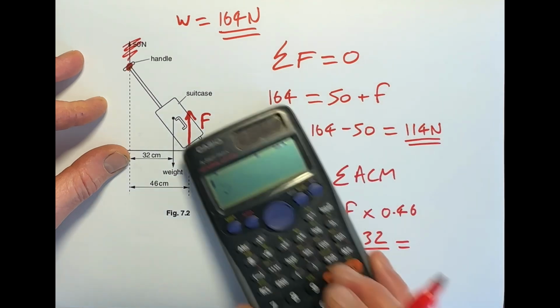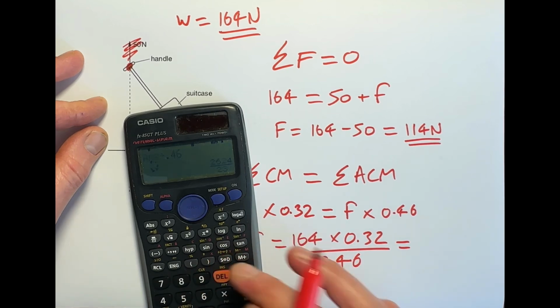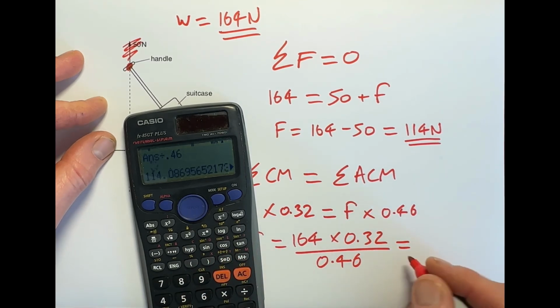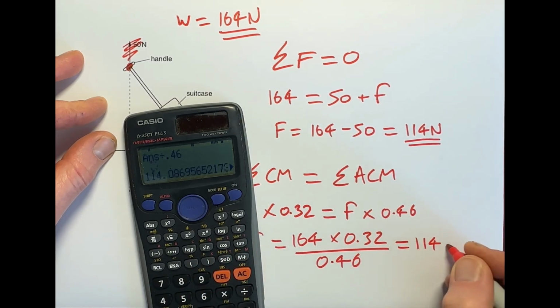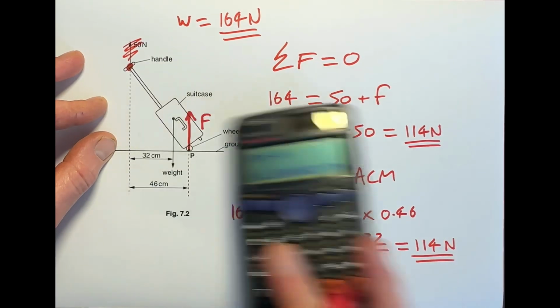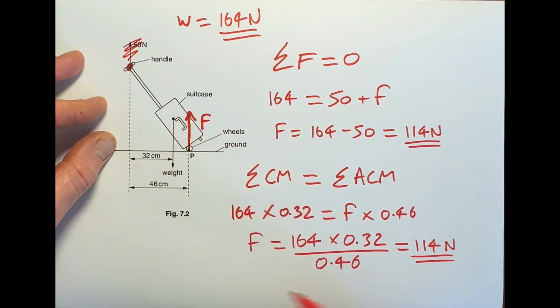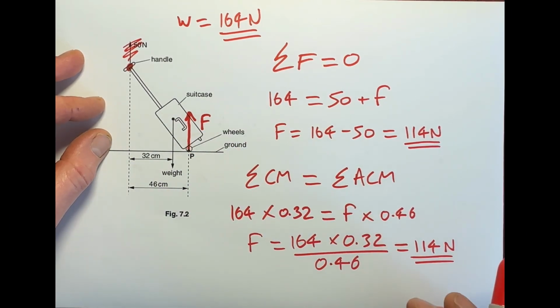And that's going to give us an answer of 114 newtons, which is exactly the same as what we had previously. So we've proved by two different methods now that this upward force at the wheels is 114 newtons.